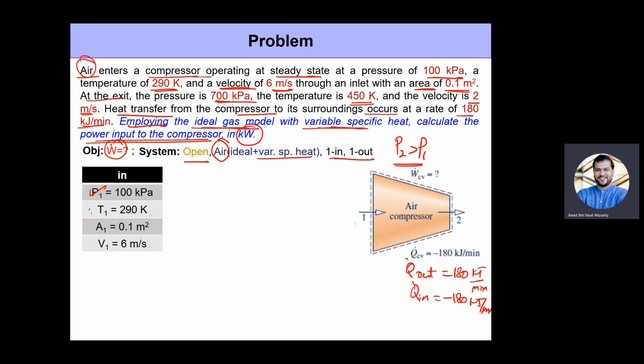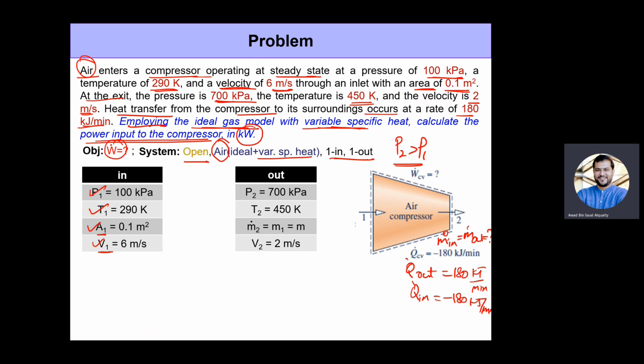The inlet pressure is given, temperature is given, the area at the inlet is also given, and the velocity is given. So there is a lot of information provided to us, but you can see that we have not been given the mass flow rate. The mass flow rate at the inlet or the exit is not provided to us. On the other hand, we have been given the area and the velocity. So there's a reason for that, and we'll see how we make use of this information.